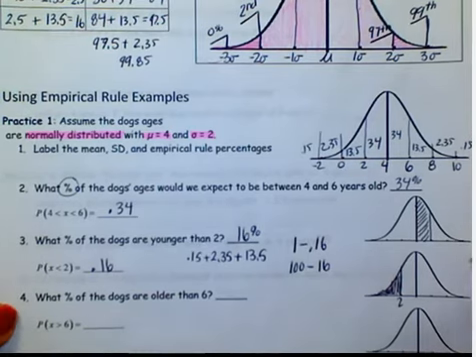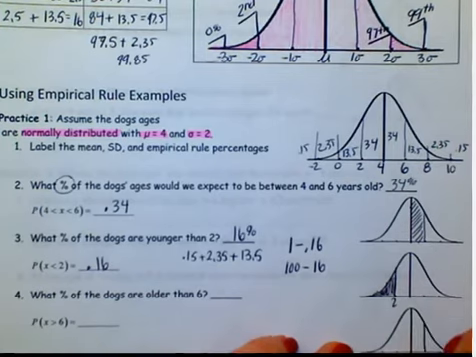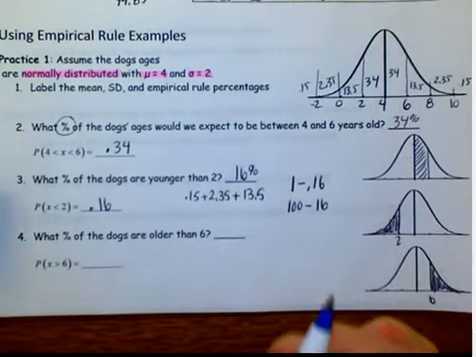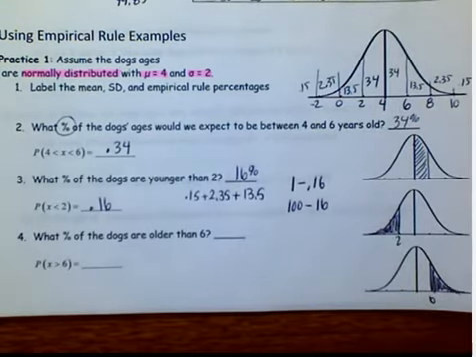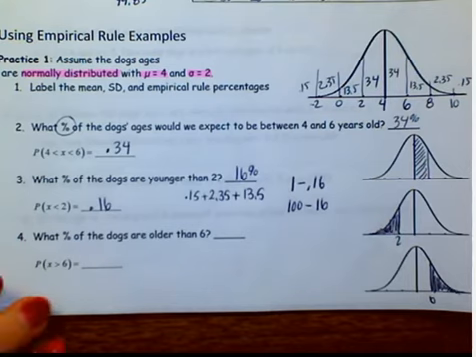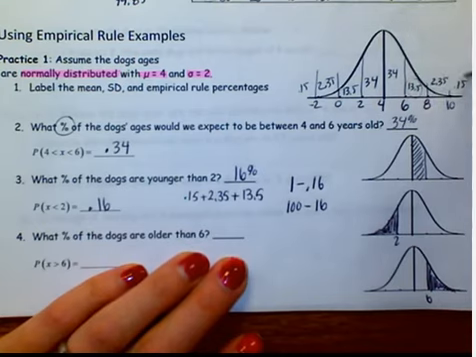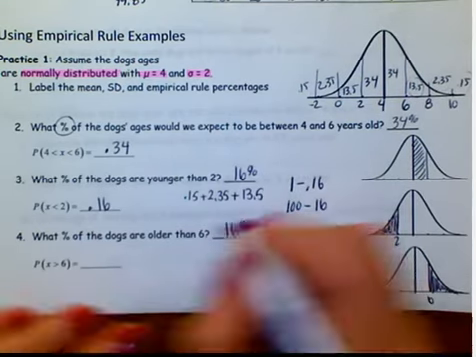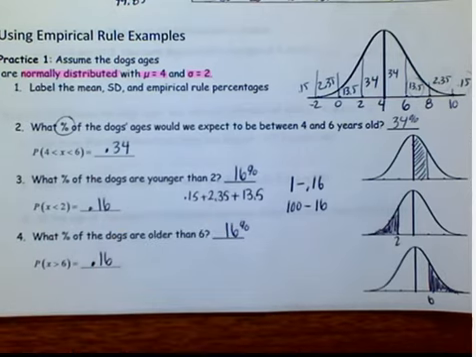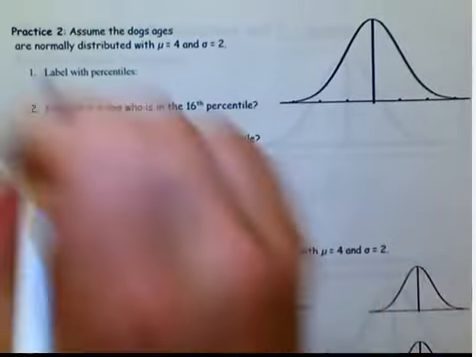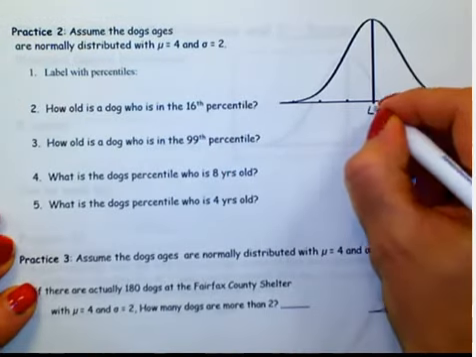What percent of dogs are older than 6? Here's 6, and older is shaded here. Now I notice that question 3 and 4 look symmetric. They're just on opposite ends of this graph. Okay, so I look at 6. So we get 13.5, 2.35, and so that is 16%, or 0.16 for the probability. Let's look at practice number 2. Same curve, so I'm going to go ahead and label it.